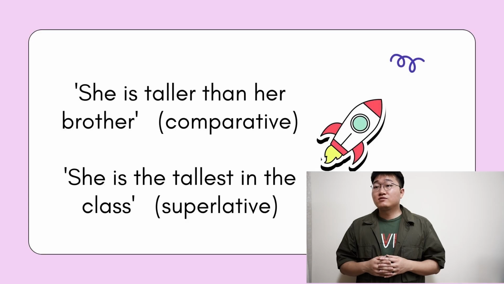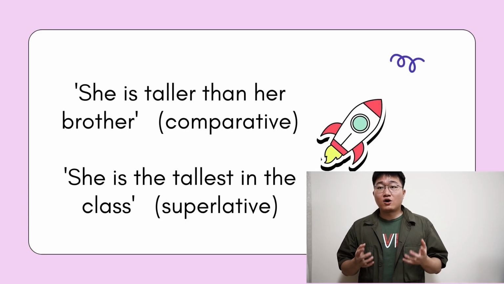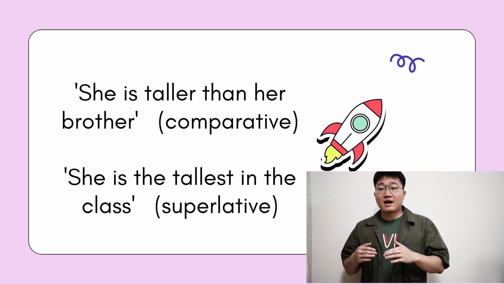And fourth, adjectives have comparative and superlative forms. Adjectives can be used to compare things. The comparative form is used for comparing two things, and the superlative form is used for comparing three or more things. For instance, she is taller than her brother, that is comparative, and she is the tallest in the class, that is superlative.